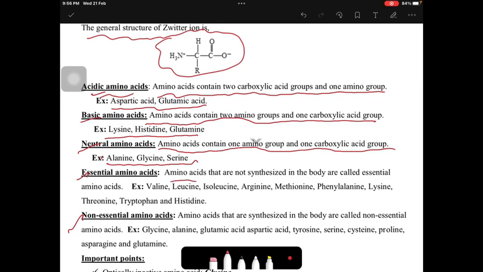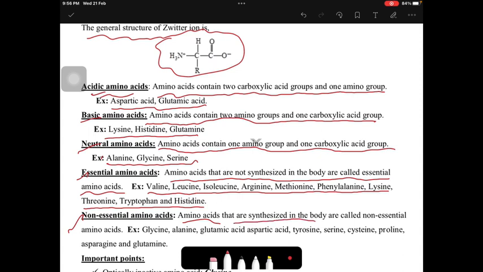Essential amino acids are those which are not synthesized in the body. Examples: valine, leucine, isoleucine, arginine, methionine, phenylalanine, lysine, threonine, tryptophan, and histidine. Non-essential amino acids are those that are synthesized in the body. Examples: glycine, alanine, glutamic acid, aspartic acid, tyrosine, serine, cysteine, proline, asparagine, glutamine.